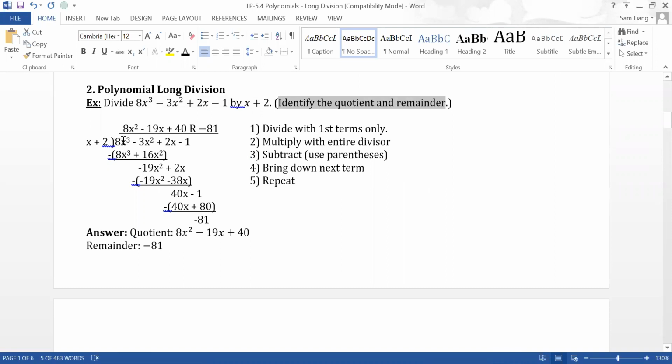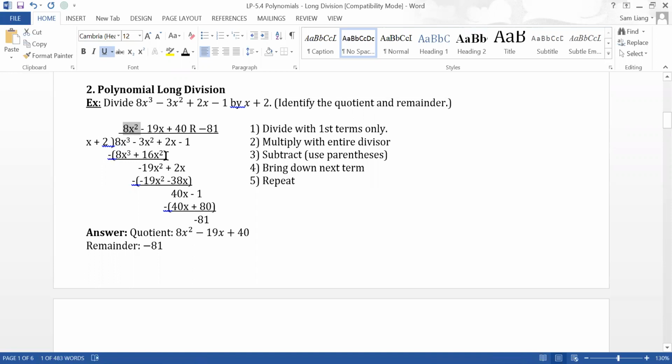So one thing that is different about polynomial long division is that you only actually look at the first term, so the leading term in the divisor. So in this case, the divisor is x plus 2, right? So the term that we are going to divide by, though, is just x. So we first have 8x cubed, divide that by x, we get 8x squared. Then we're going to have 8x squared, multiply that by x plus 2, we get 8x cubed plus 16x squared.